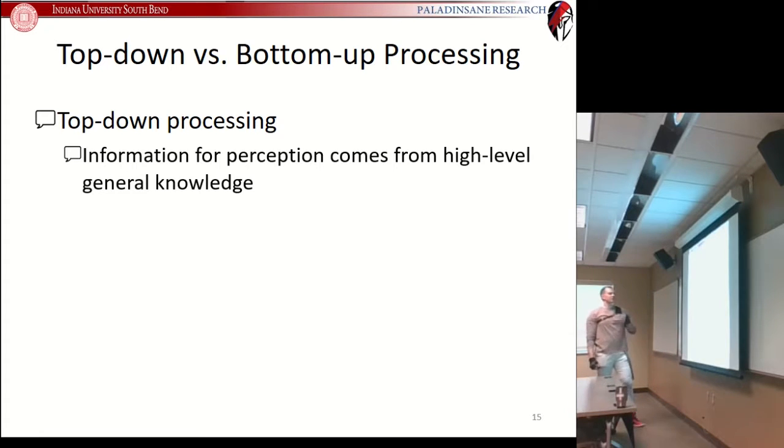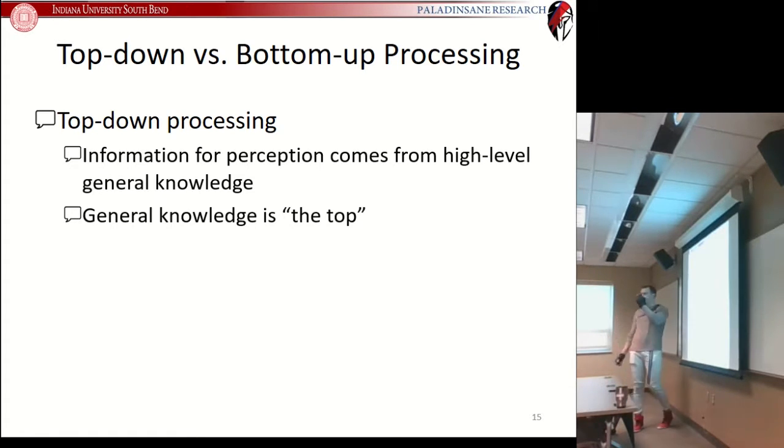So top-down processing, that general knowledge is considered the top. And this is where knowing information can actually change your perception of a stimulus, right? So unlike the Mueller-Lyer illusion, where knowing that they're the same length didn't change your perception of the 2 lengths of lines, occasionally knowing something and having prior knowledge about it can help you change your perceptual experience for the same stimulus. And there's a lot of examples of this.